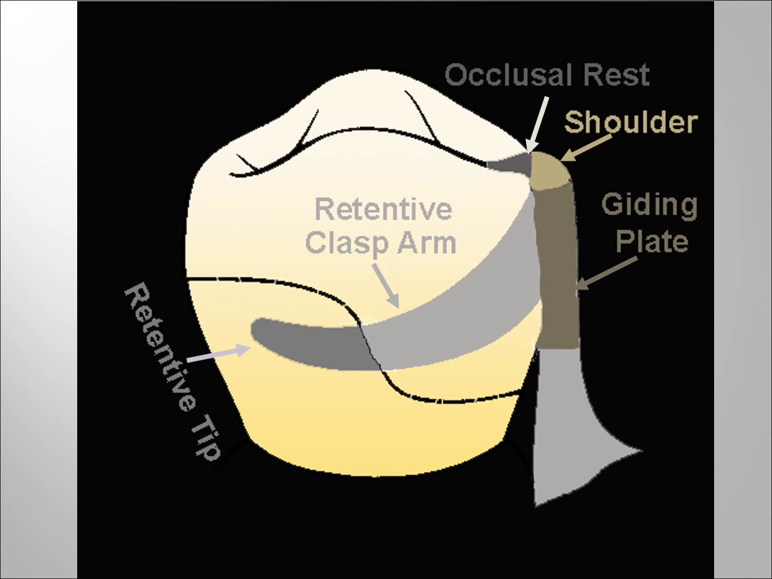The retentive arm goes from the body of the clasp assembly, crossing the survey line, going underneath the undercut. So the retentive tip is the only component of the clasp assembly that goes under the survey line, and the rest of the clasp assembly is actually rigid, and only the retentive tip is flexible.